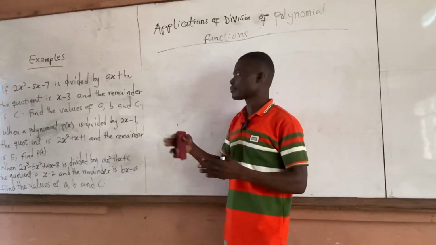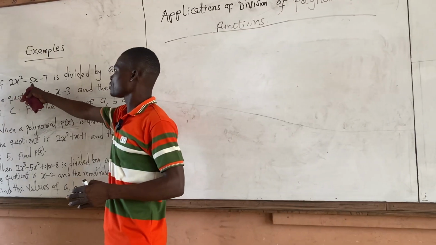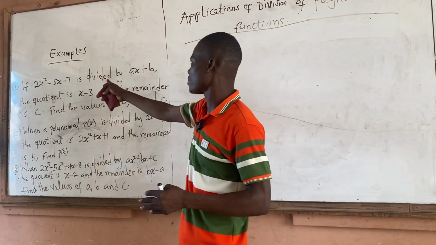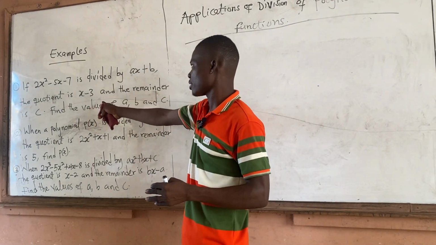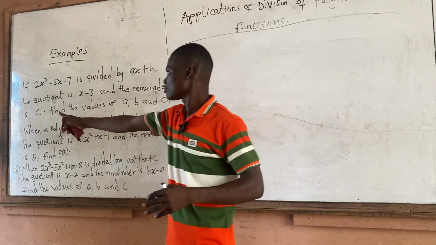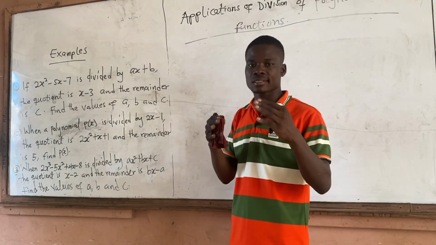The first problem is: if 2x squared minus 5x minus 7 is divided by ax plus b, the quotient is x minus 3 and the remainder is c. Find the values of a, b, and c. So let's take notes.